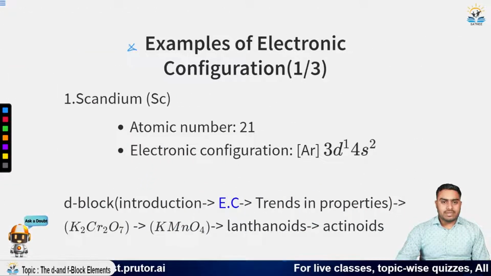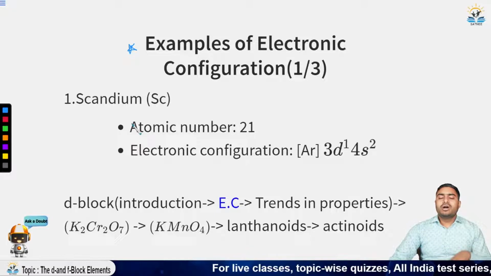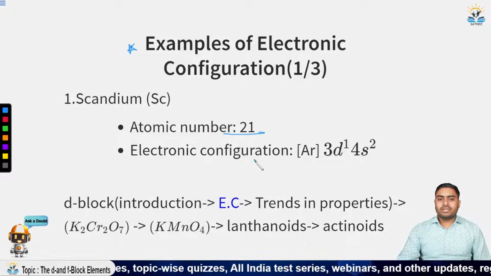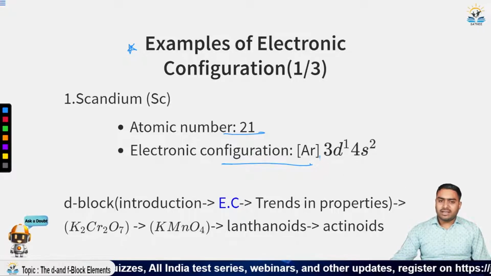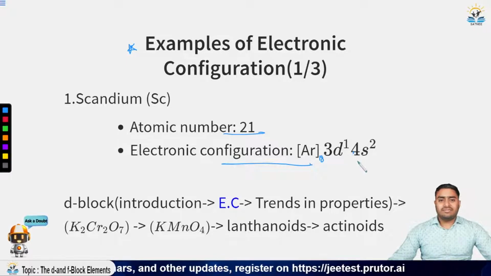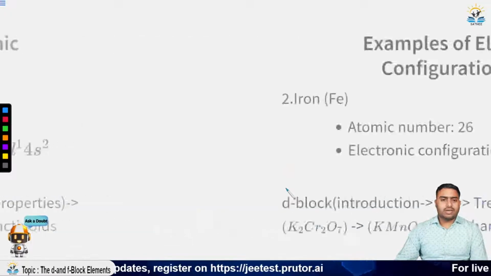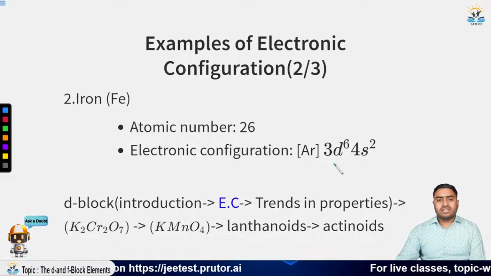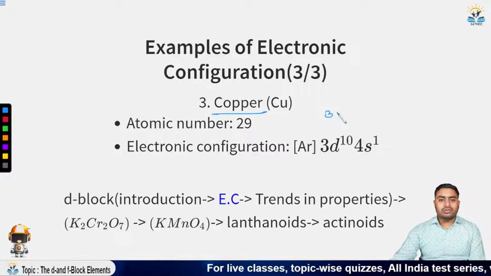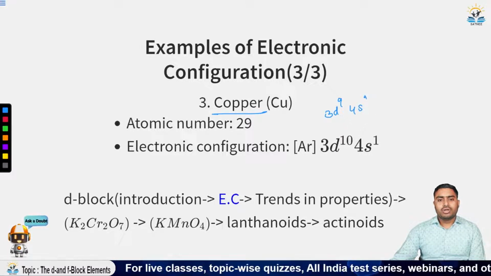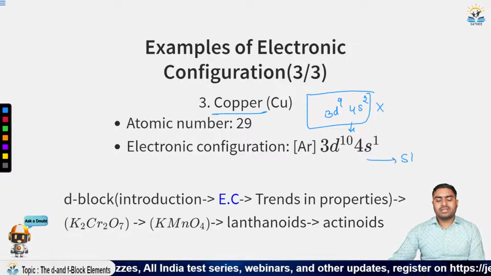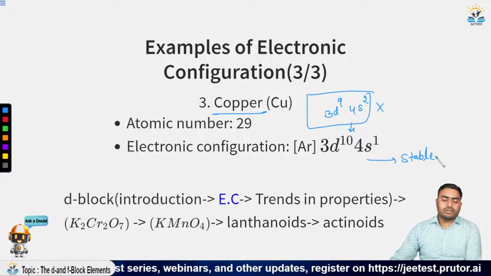Let's move to some examples, like the examples of chromium and copper. Similarly, scandium atomic number is 21, electronic configuration will be argon 18. If you want to write 18 you can write, otherwise no need. So argon, then 3d1 4s2. Iron should be 3d6 and 4s2. Similarly for copper, if you write 3d9 4s2, no, that is not stable, that is unstable, but the stable one is 3d10 4s1. This is the stable electronic configuration.